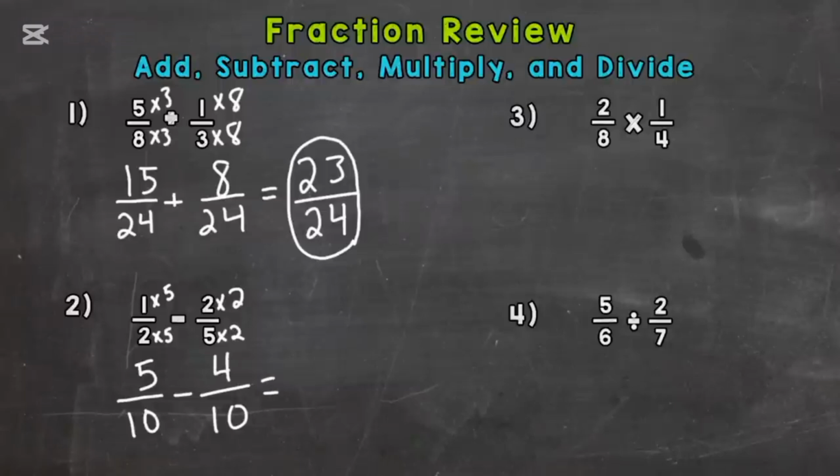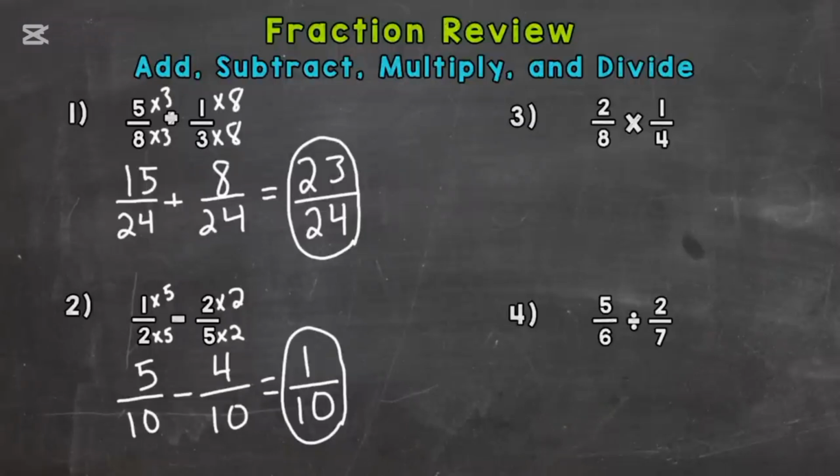Now I'm ready to subtract. 5 minus 4 is 1. And we keep our denominator of 10 the same. So 1/10 is our answer. Now you always look to simplify, just like number 1 there, but our only common factor between 1 and 10 is 1, so we are in simplest form.